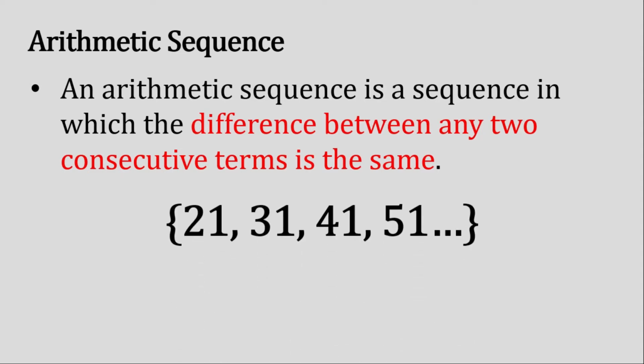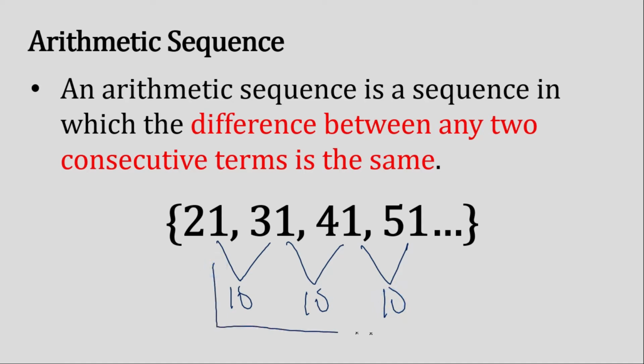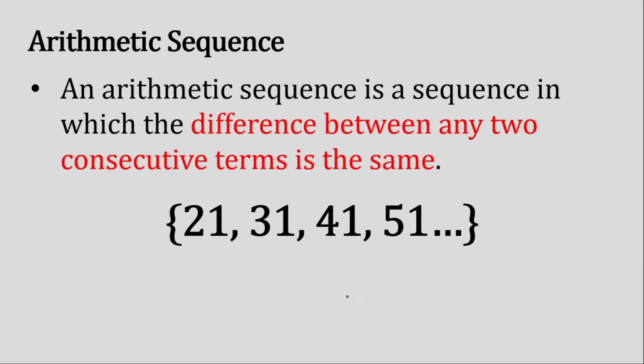Let's take, for example, the sequence 21, 31, 41, 51, and so on. Let's check the difference between any two consecutive terms. 31 minus 21 is 10. 41 minus 31 is 10. 51 minus 41 is 10. As you can see, all the differences between any two consecutive terms are the same. Therefore, this sequence is an arithmetic sequence.